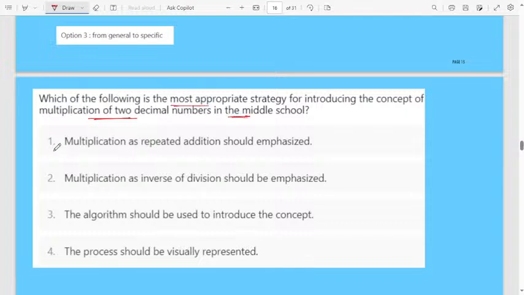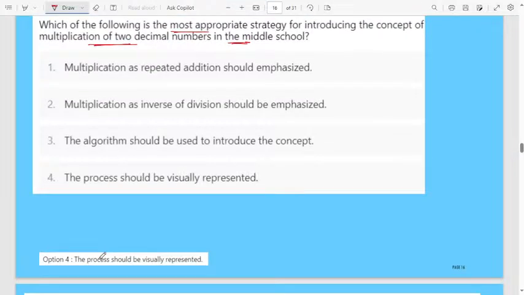They are asking. First one, multiplication as repeated addition should be emphasized. Second one, multiplication as inverse of division should be emphasized. Third one, algorithm should be used to introduce the concept. Fourth one, the process should be visually represented. Yes, the fourth option is the correct one. The process should be visually represented.